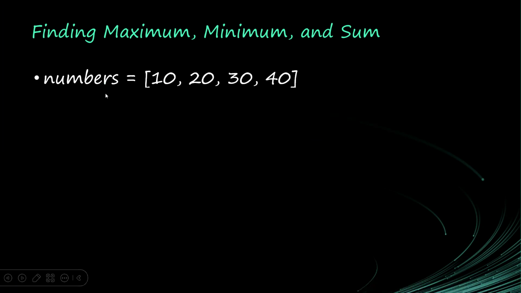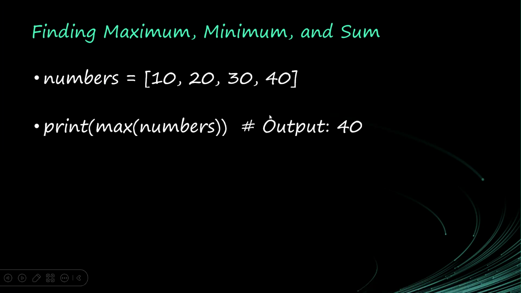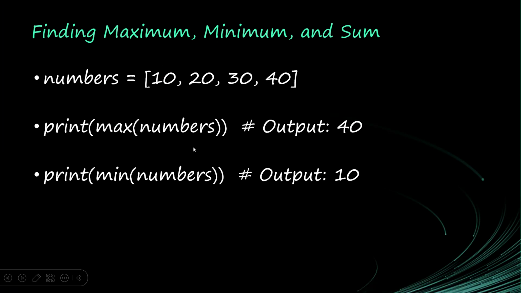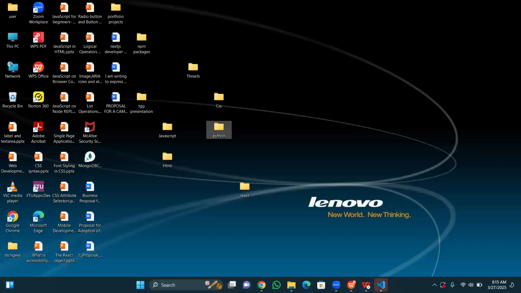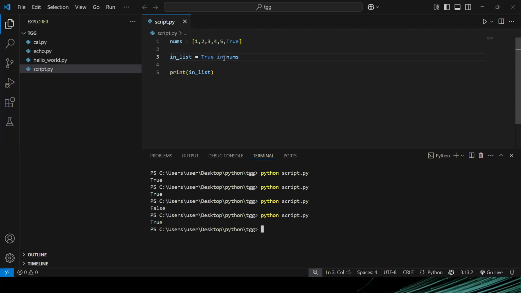Okay, so you can also find the maximum, the minimum, and the sum of the elements you have. Let's say you have these numbers in this list. You can find the maximum number, which is 40 here. You can find the minimum number, which is 10. And you can find the sum of all of them. There's also another way of doing it using list comprehension, but we'll talk about it in the next session.